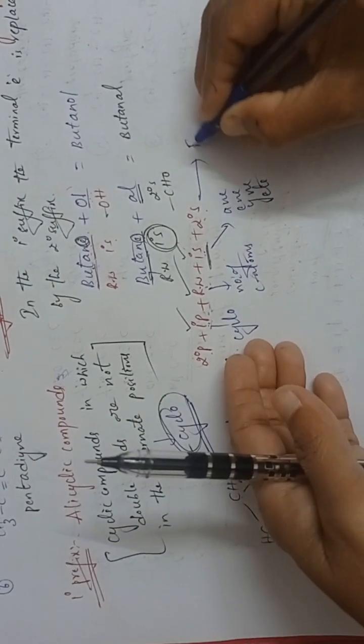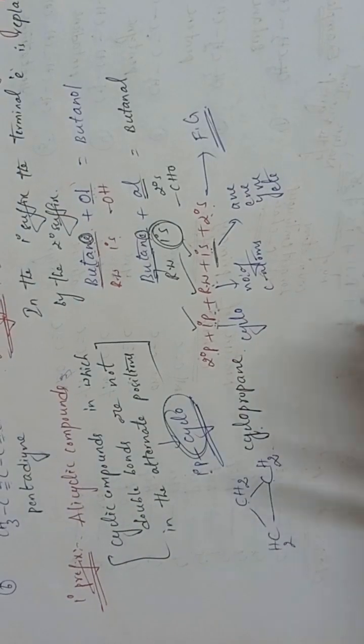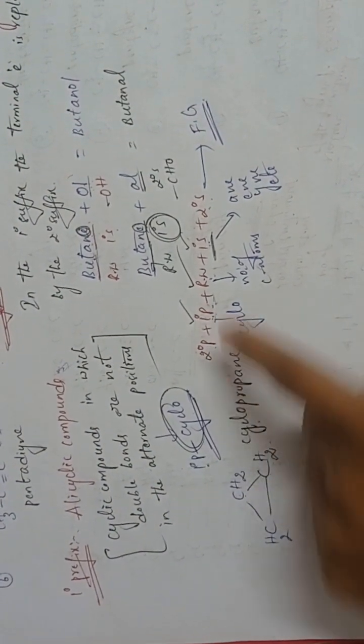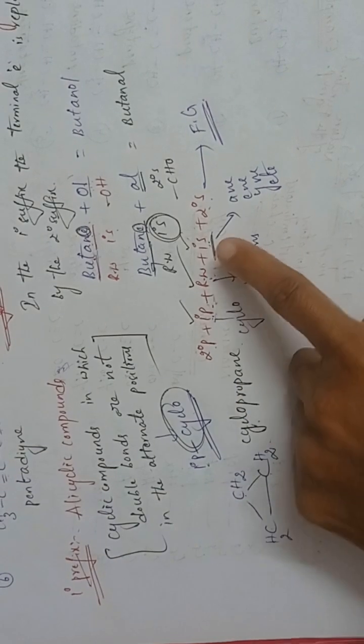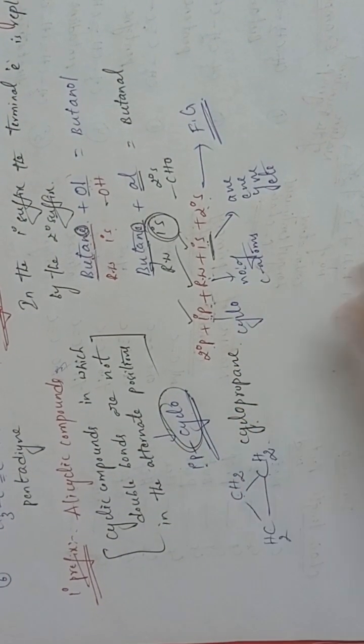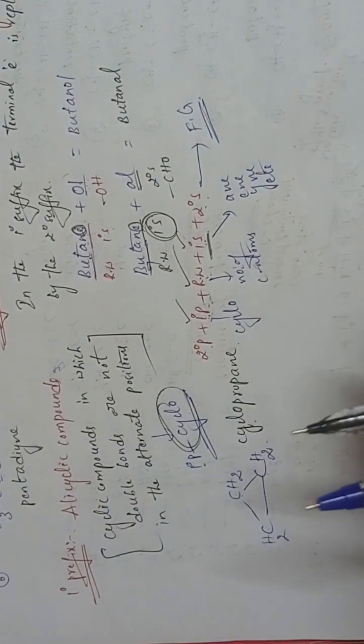Secondary suffix indicates functional groups. Clear? Right? So cyclo, it is a closed chain compound. Root word, 3 carbons are there. Primary suffix, all single bonds, ane. Cyclopropane. Clear, students? Cyclopropane. This is the primary prefix.